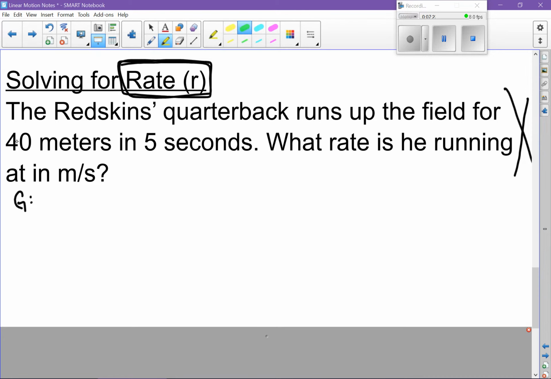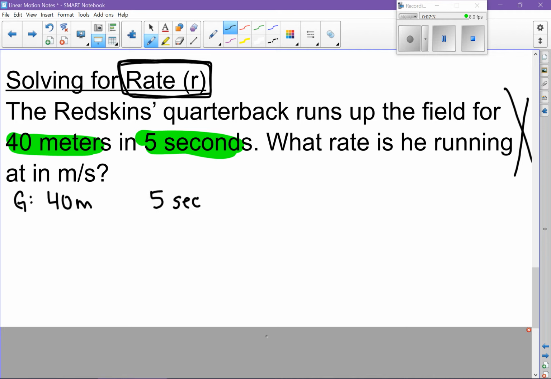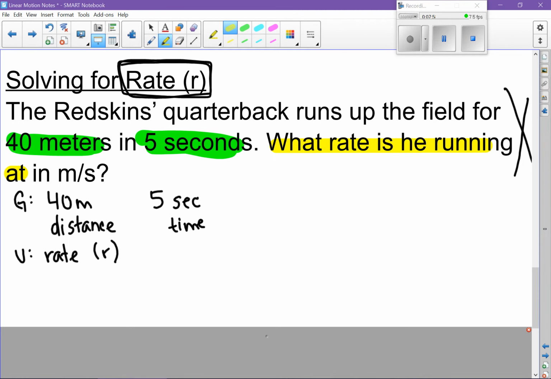So I like to highlight. Here's a number and here's a number. Those are my given pieces. So one of the things says 40 meters, and the other thing that I'm given is 5 seconds. So if I think about those numbers, meters measures distance. So there's the D part of the formula. And seconds measures time. So notice that the unknown, the piece they didn't give me, is the rate, or the R piece. Okay? We know that we're right with that because the question says, what rate is he running at? Okay? So I definitely am looking for R.